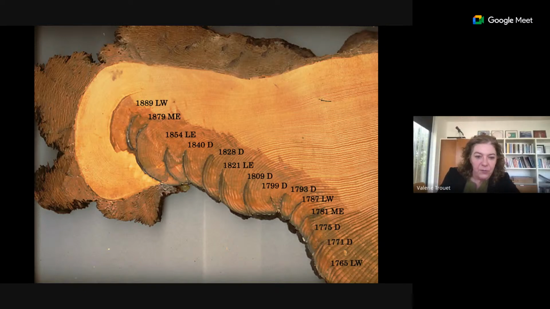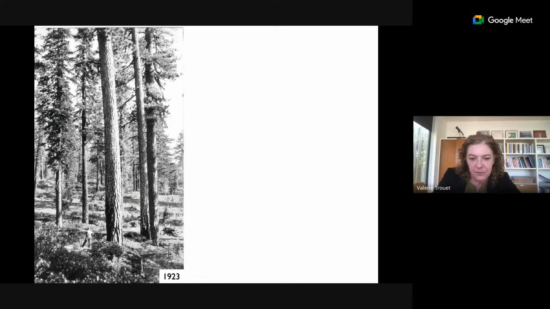As to fire, I think one way to make it really visual what 100 years of fire suppression does to a forest is this repeat photography project from my former postdoc advisor. You know, the Sierra Nevada mountains were a popular tourist destination already in the early 20th century. And so this photograph that you see here was taken in 1923 in the Sierra Nevada forest.